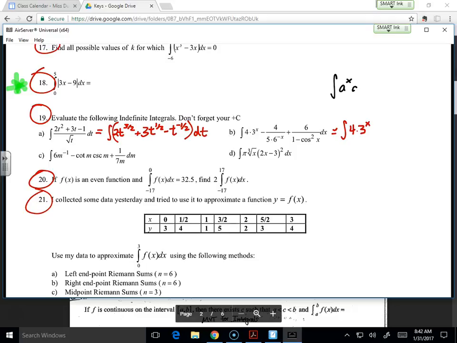Is it a to the x or b to the x? It's 1 over ln of a times a to the x plus c, right? Maybe it's b to the x, a to the x, whatever. We're going to use that rule, but we need to keep on rewriting.